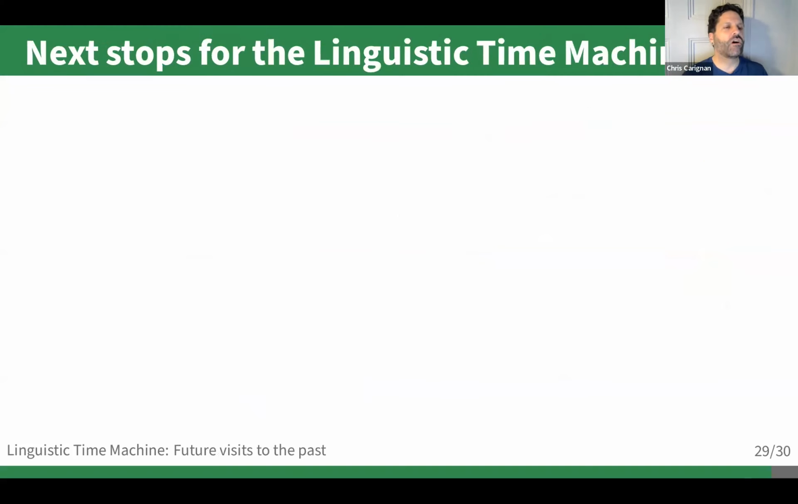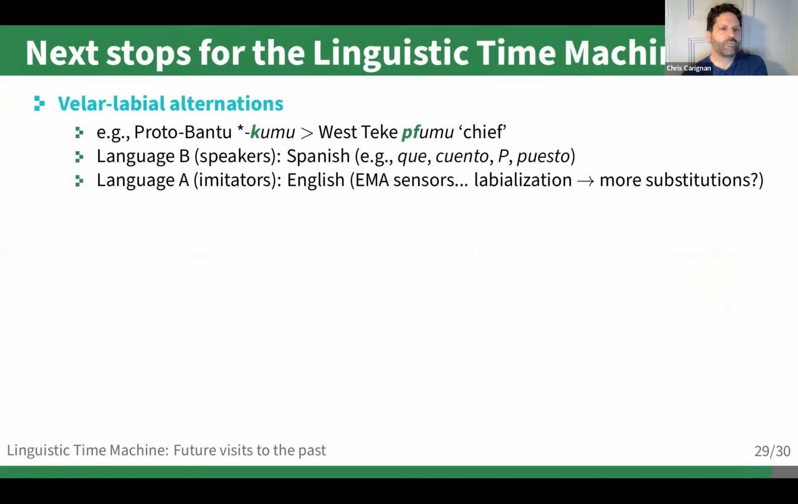So I said that this is ongoing research for me. And so what are the next stops for this linguistic time machine? Well, as I mentioned at the beginning, velar labial alternations is another type of sound change that we think must have been due to listeners, right, in some way. So I have another example. I gave examples from Proto-Indo-European, but here's an example from Proto-Bantu, where we have this same sort of alternation where velars then eventually become labials.